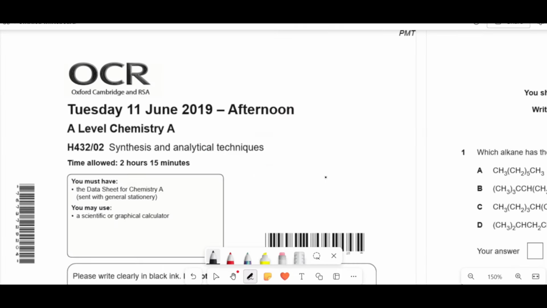Hello, everybody. Welcome back to another episode of the A-Level Cookbook. Today, we're going to be doing OCR A-Level Chemistry A, Paper 2 from June 2019.